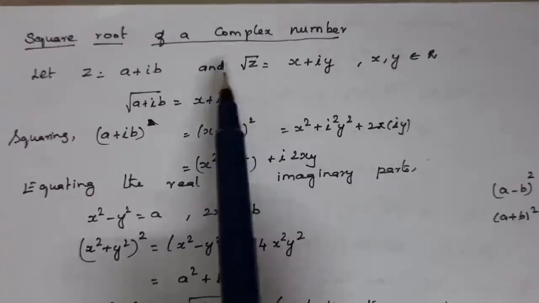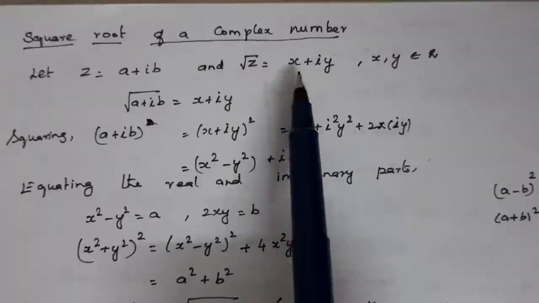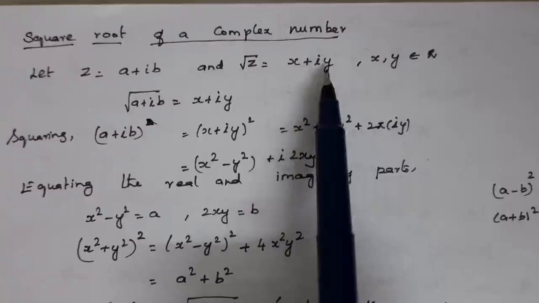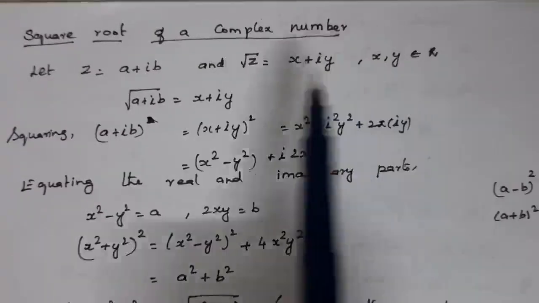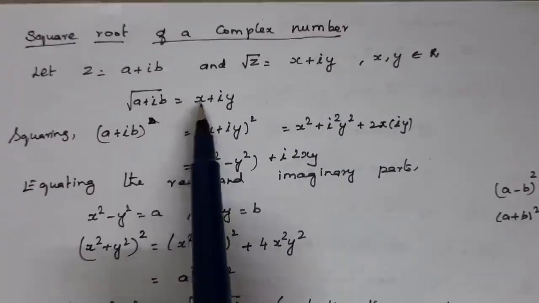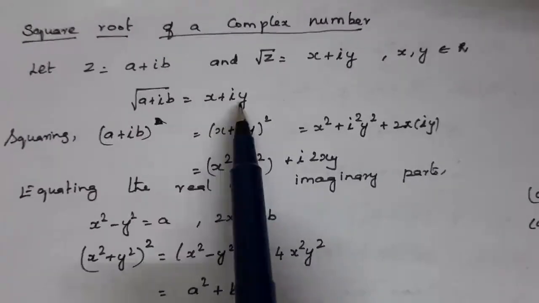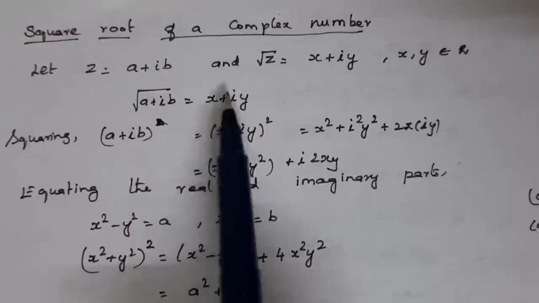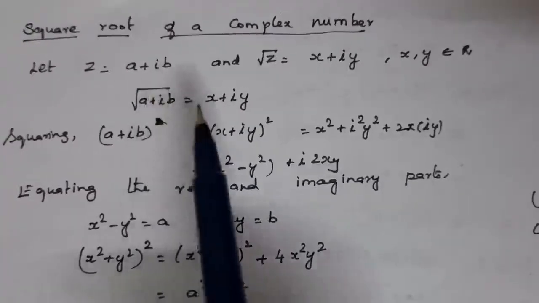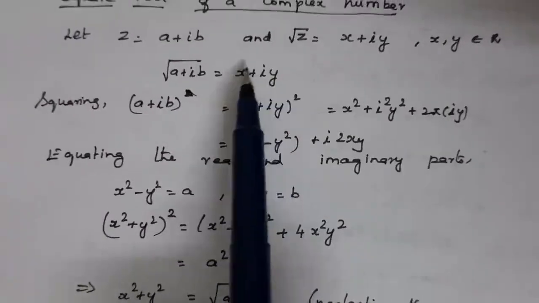Square root of z is equal to root of a plus ib, and let it be some complex number x plus iy, where x and y are real. That is, root of a plus ib is equal to x plus iy. So we have to find out what would be the value of x and what would be the value of y in order to get the square root of this complex number z.